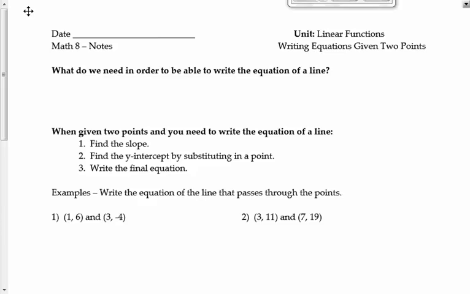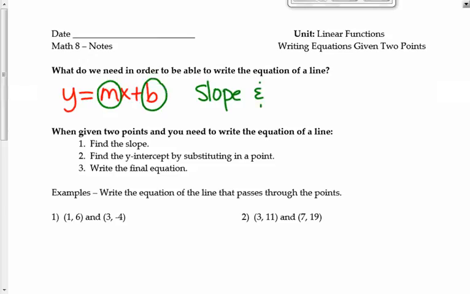Okay, what do we need in order to be able to write the equation of a line? The two pieces of the equation of the line that you need come from our function form y equals mx plus b. So the two pieces of information that you need in order to write an equation of a line are the m, which is the slope, and the b, which is the y-intercept.